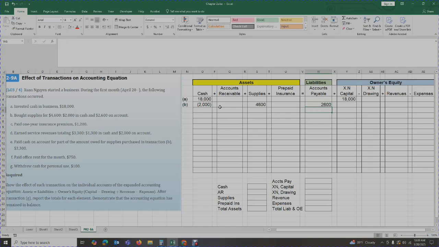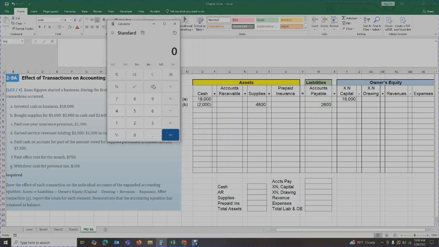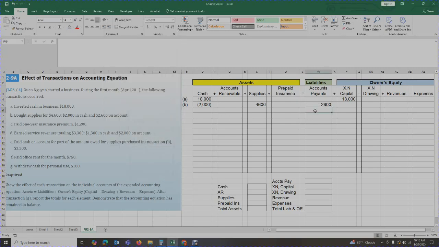Now if you look at your accounting equation, on my left hand side I've got a 4,600 increase to supplies minus a 2,000 decrease in cash. So my net effect is $2,600 on the left hand side. On the right hand side, I've got a 2,600 increase to my liabilities. So the net effect is the same. My accounting equation is in balance. Just make sure that after every transaction, you ensure that your equation is in balance.